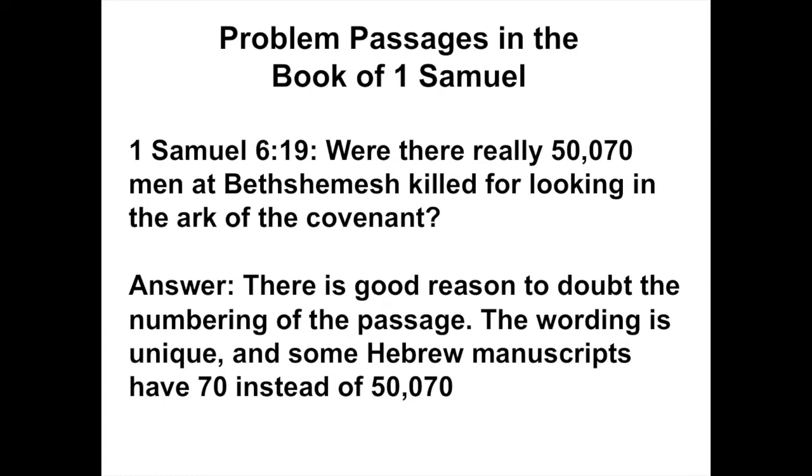Let me read it to you. It says, "Then he struck the men of Beth Shemesh because they had looked into the ark of the Lord. He struck 50,070 men of the people, and the people lamented because the Lord had struck the people with a great slaughter." Well, this seems very difficult to believe, frankly. It seems very difficult to believe that a relatively small city like Beth Shemesh would even have 50,070 men. And secondly, that there would be such an extensive devastation.